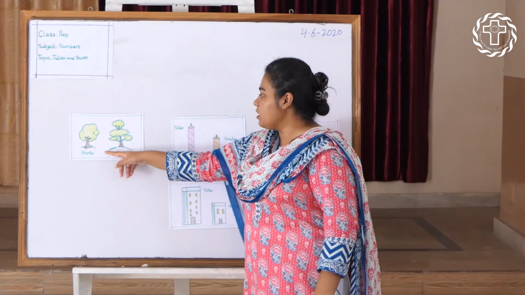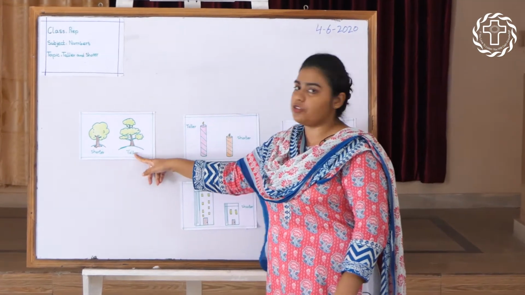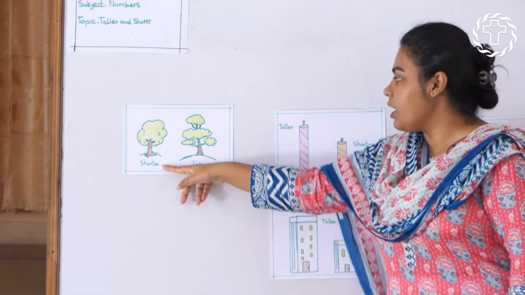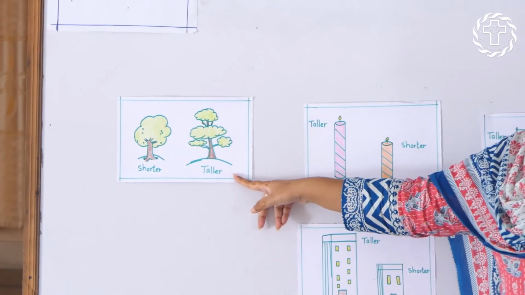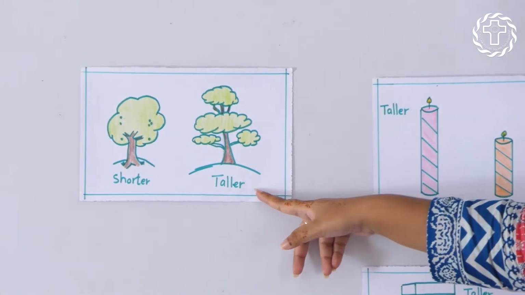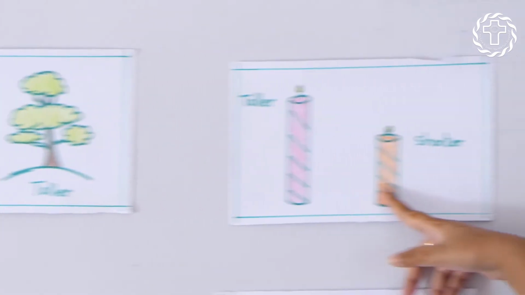As you can see, which picture is this? These are trees. The first tree is shorter and the second tree is taller. Look at the other picture.